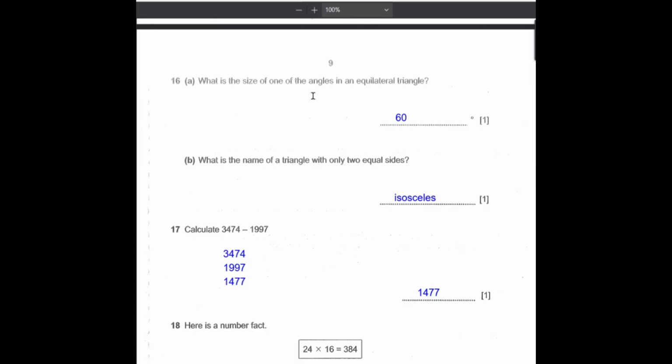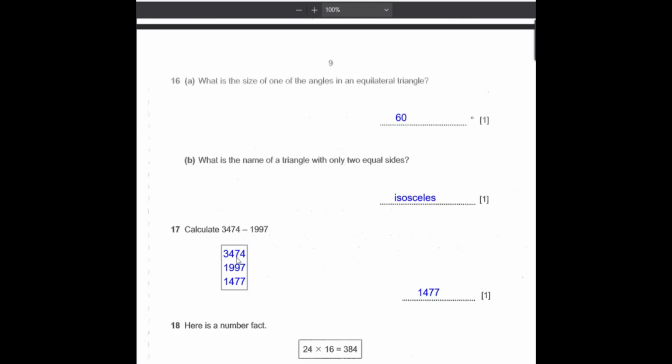Calculate 3,474 minus 1,997. In normal calculations, you put numbers in order according to their place values, and then you do the subtraction. 4 minus 7, it cannot be. You borrow 1 from this 7, it will be 14 minus 7 is 7, and this will be 6 minus 9, and also you need to borrow 1 from the 4.